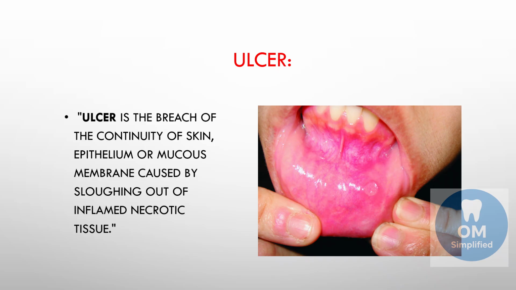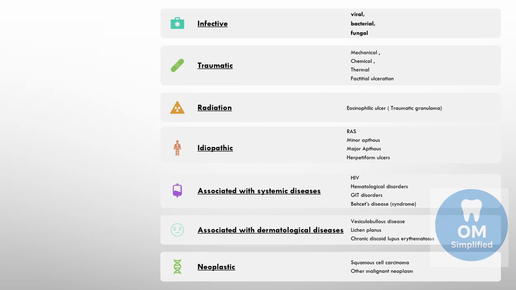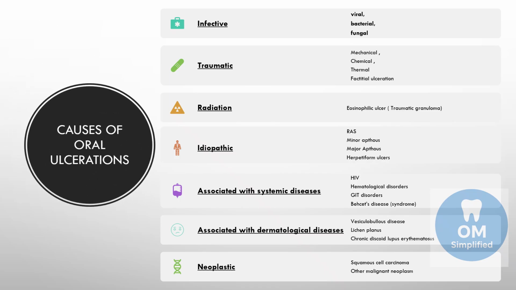So what exactly is an ulcer? An ulcer is the breach of the continuity of skin epithelium or mucous membrane caused by sloughing out of the inflamed necrotic tissue. Now, there can be several causes of oral ulcerations. They can either be infective, traumatic, caused by radiation. They can also have idiopathic causes. They can be associated with systemic diseases or dermatological diseases, and also neoplasms. But in this particular presentation today, we'll be focusing on infective causes and particularly the viral causes.